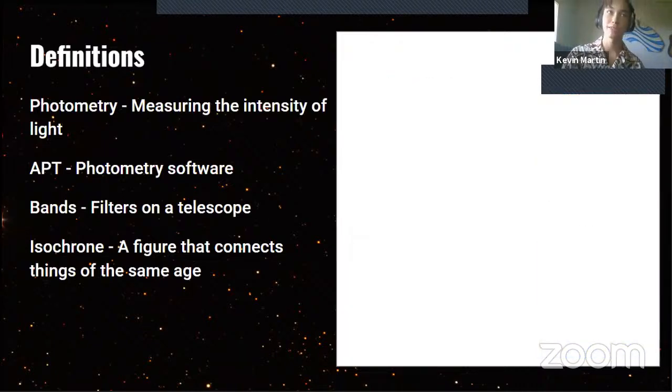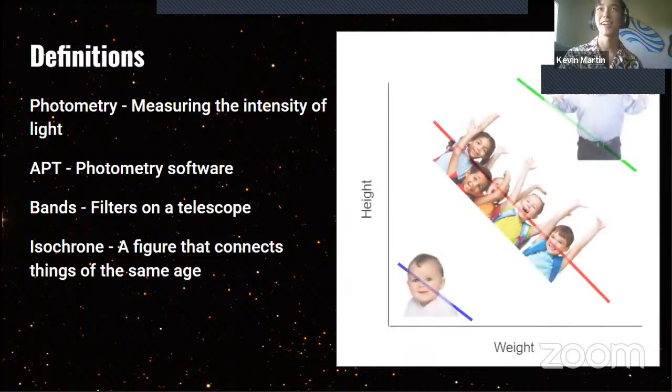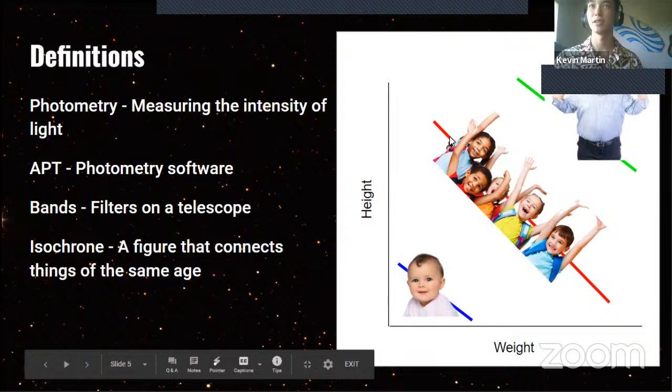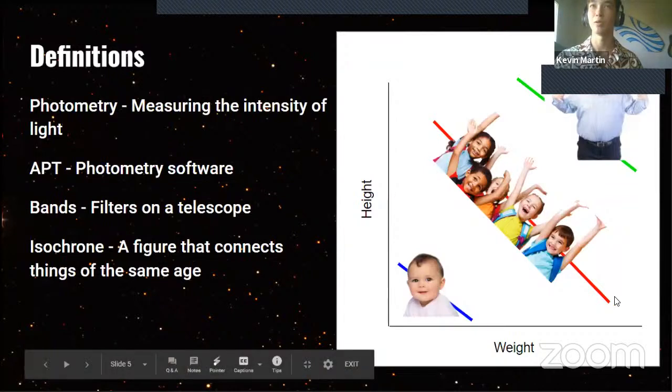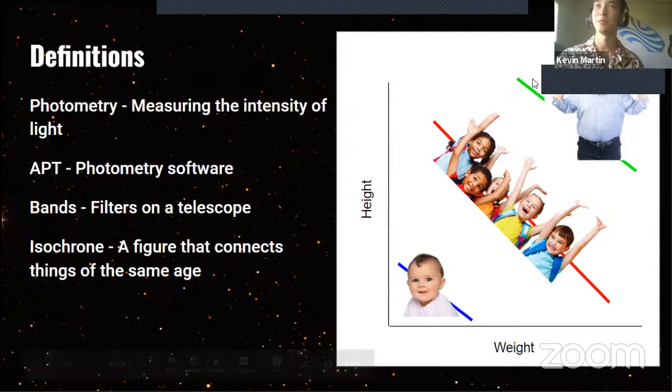And I was trying to think of a way to explain isochrone, so I came up with this graph. If you see here, you can see these lines. These lines are the isochrones. In this middle line, there are taller people who have a lower weight and also shorter people with a higher weight. But all the people that fall on these lines are about the same age. If you look here, shorter and smaller are babies, and then we've got tall and heavy people, who are adults.